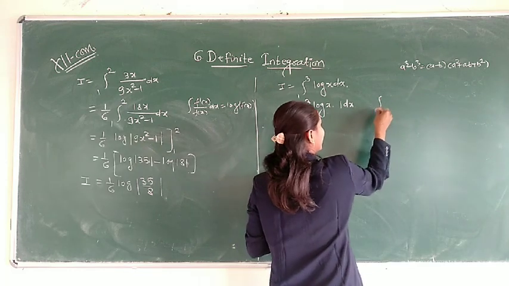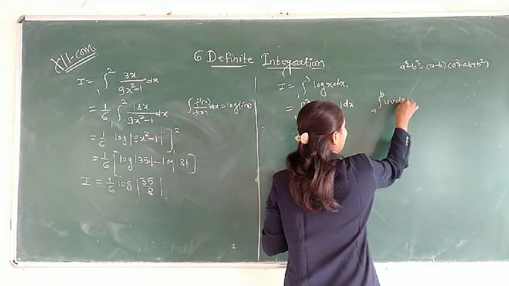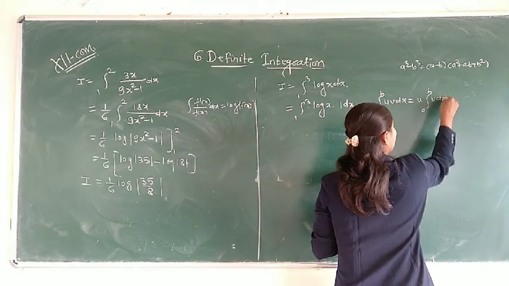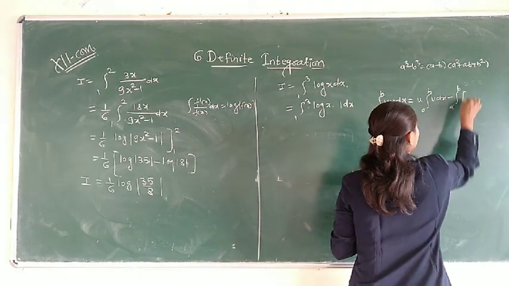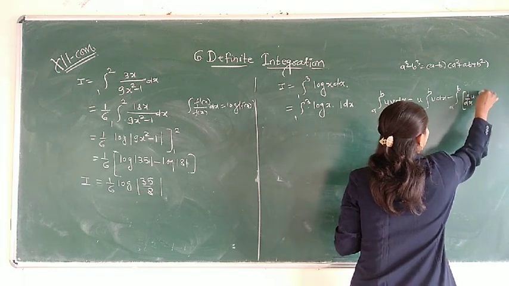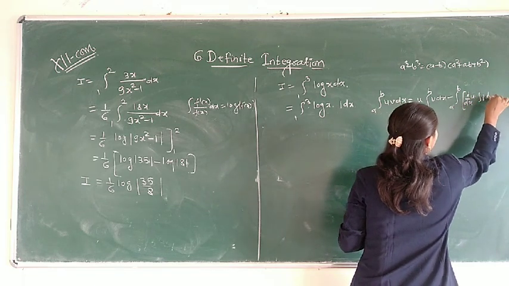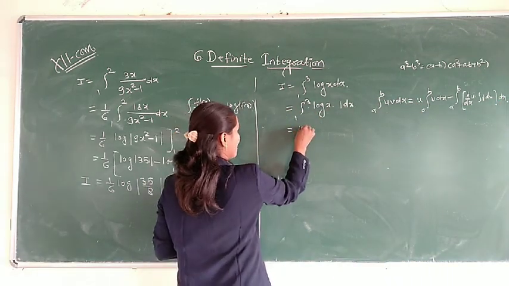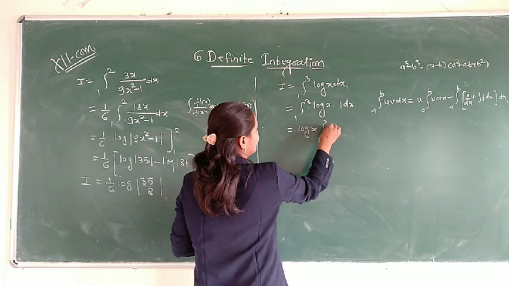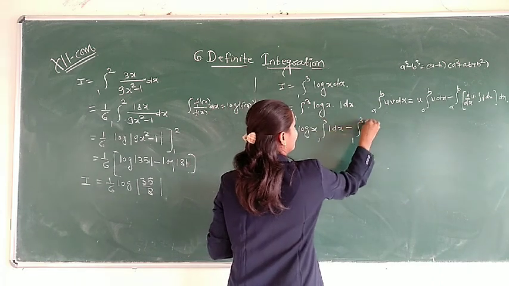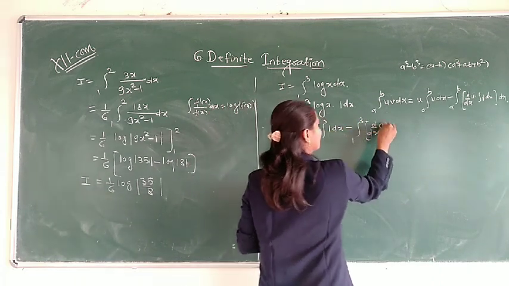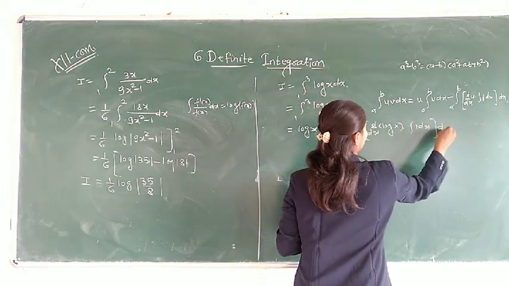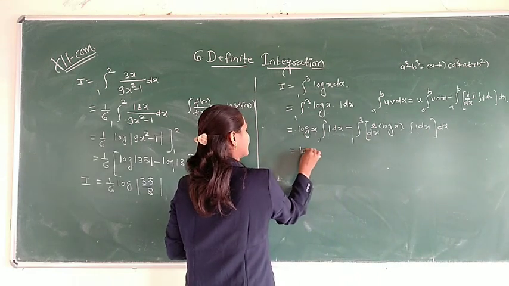Now see the integration a to b u v dx. How to apply the definite integration for u: integration a to b v dx minus integration a to b derivative of u into integration of v dx into dx by using integration by parts. So by this formula, log x integration 1 to 3 1 dx minus integration 1 to 3 derivative of u, that is log x, into integration 1 into dx into dx. Log x as it is.